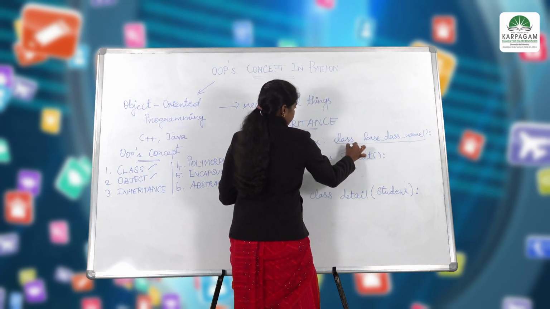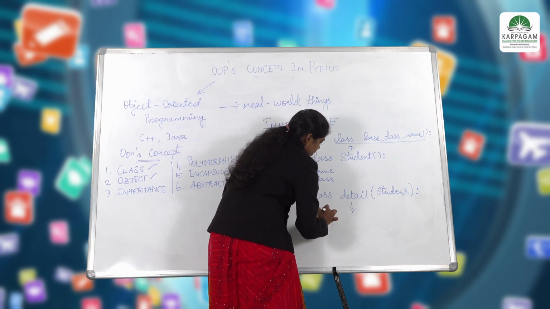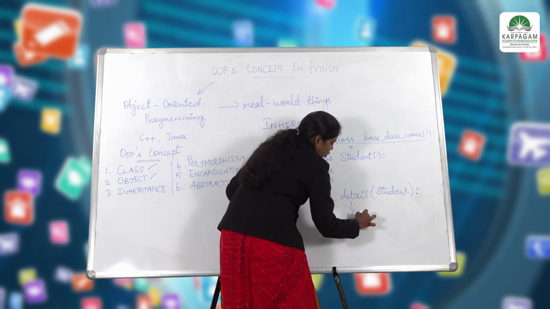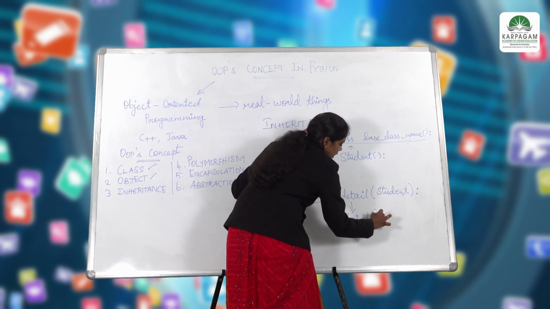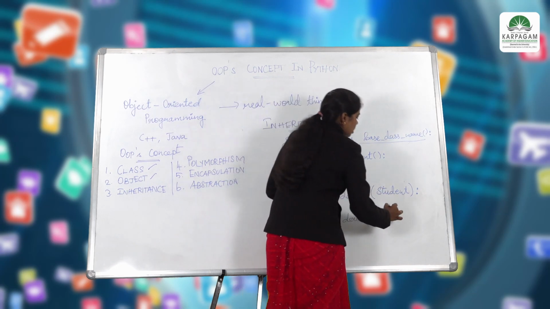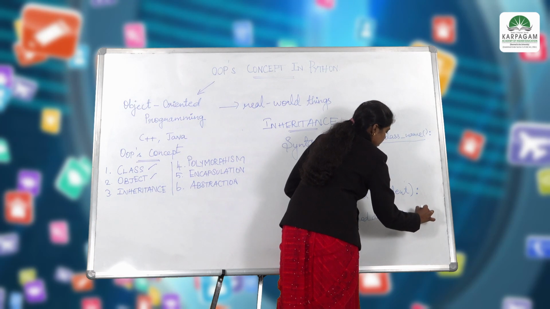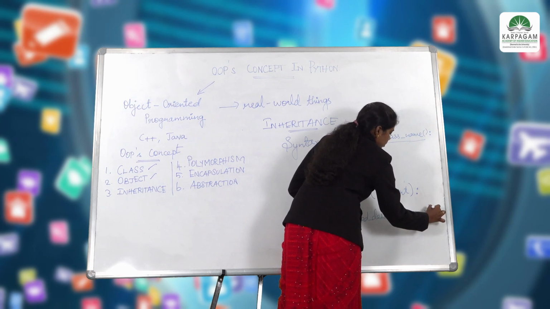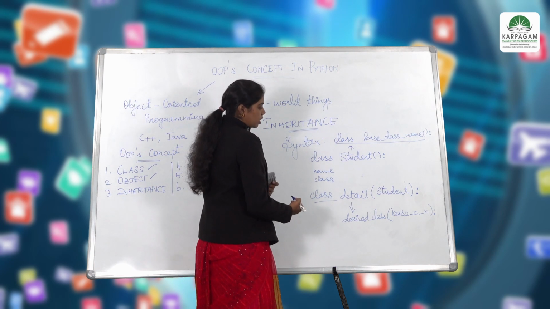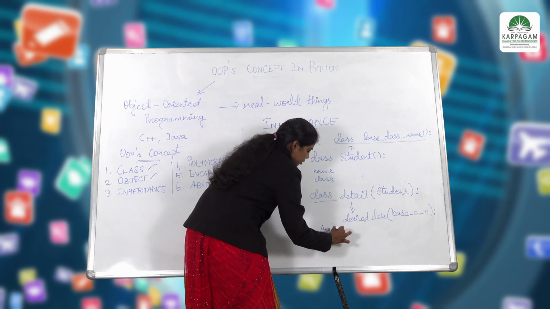Here, this is a keyword class, then the derived or child class name. After that, inside the parenthesis, we should give the base class name, so that we can add some other details like age, phone number.